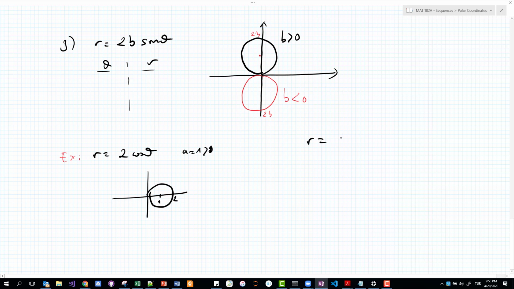If I had r equal to, for example, 4 sine theta, that would be something like that. This time this is 4, and my radius is just going to be 2. And then b is equal here to my radius, and since b is bigger than 0, that's why I need to have it on the top.